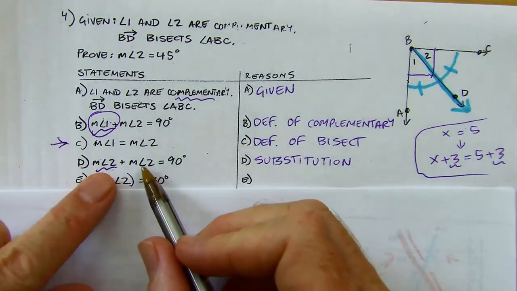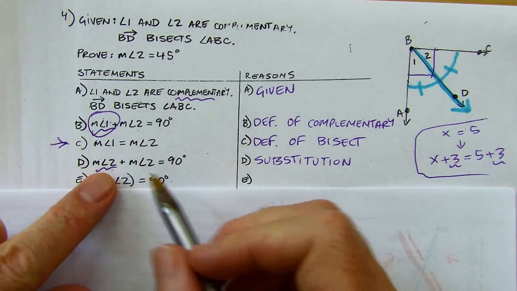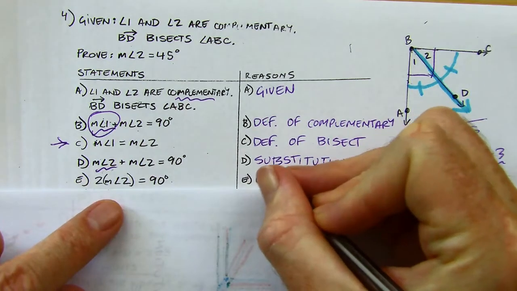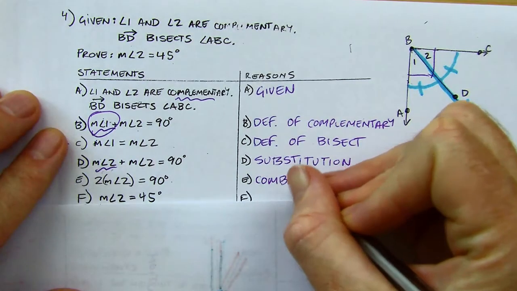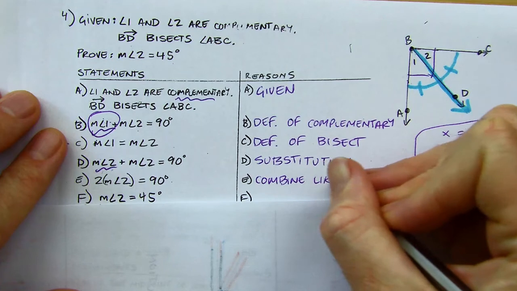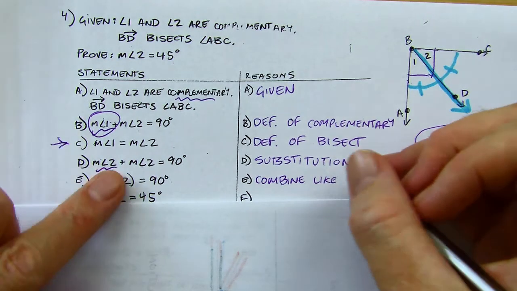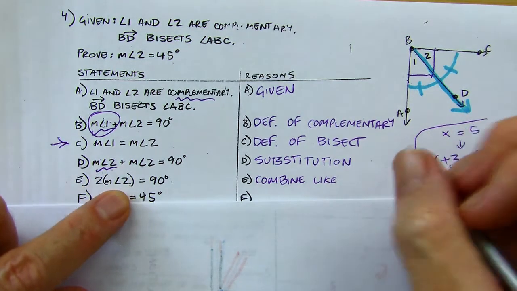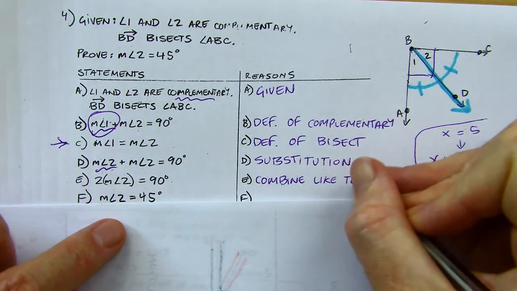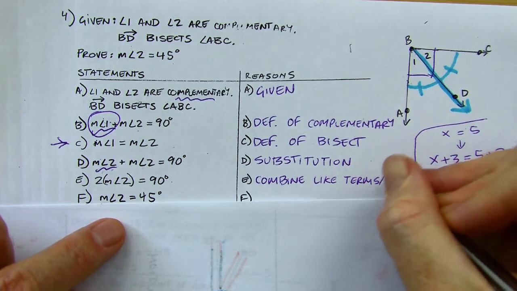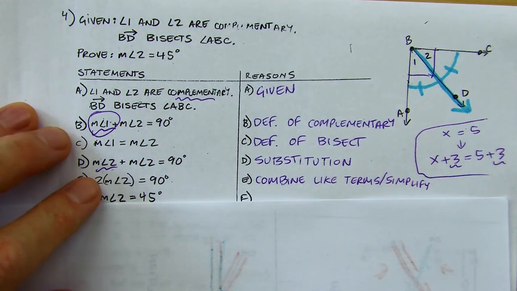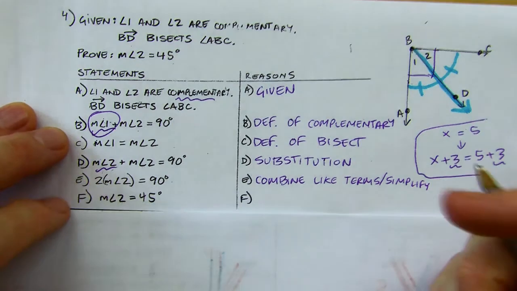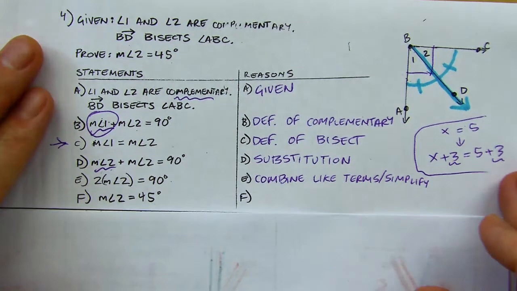We're combining these like terms. So you can say combine like terms when you're just doing some arithmetic on one side. We're also just simplifying on the left side. We're taking that and simplifying it into 2 times the measure of angle 2. So simplify will work as well. And either of those is fine. Kind of depends on what book you're looking at, but for me, I'm fine with either of those.